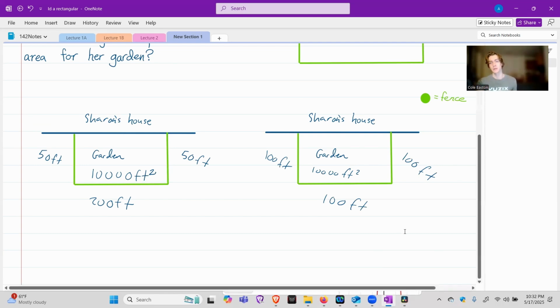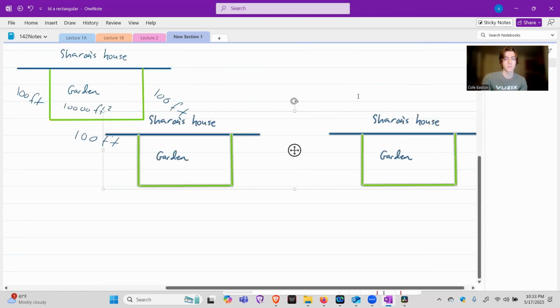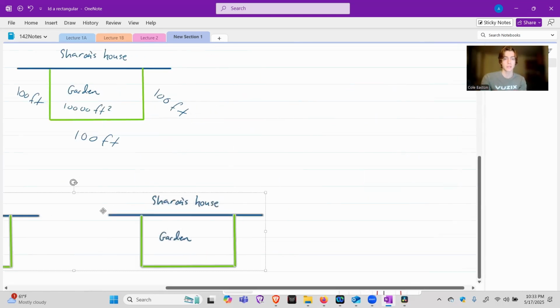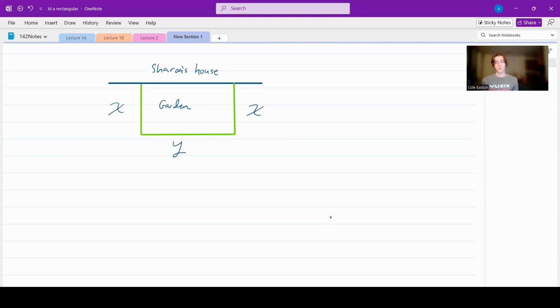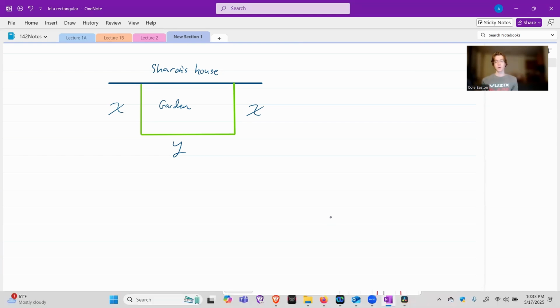One other thing I want to point out about this particular problem is that notice that there's no fence on the top part of the garden because that is the house itself, and the house is enclosing the garden. Let's come up with a way to formalize this problem. Let's call this side X, which means that this side must also be X. And for now, we can call this bottom Y.